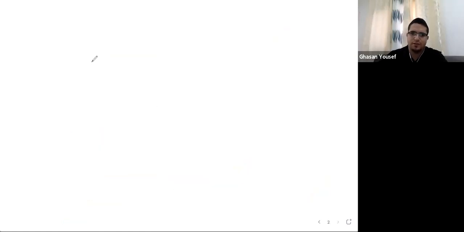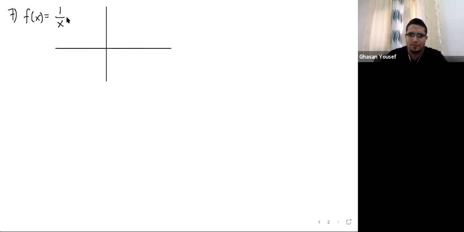Now, number 7 is not very important, but we should know how to graph it. Maybe you will see some question on it. f of x equals 1 over x. The graph of this function is something like this. What is the domain of this function?